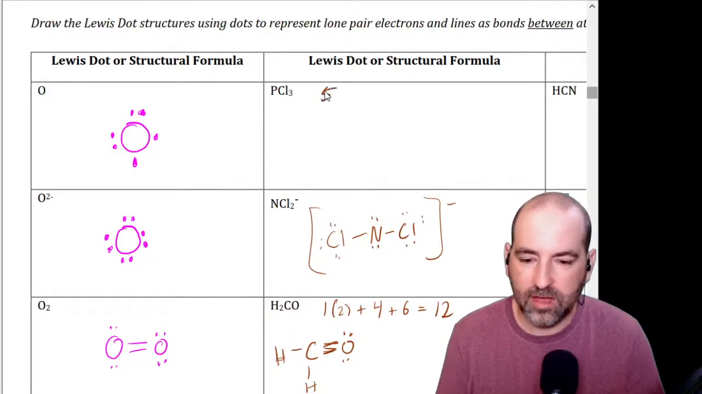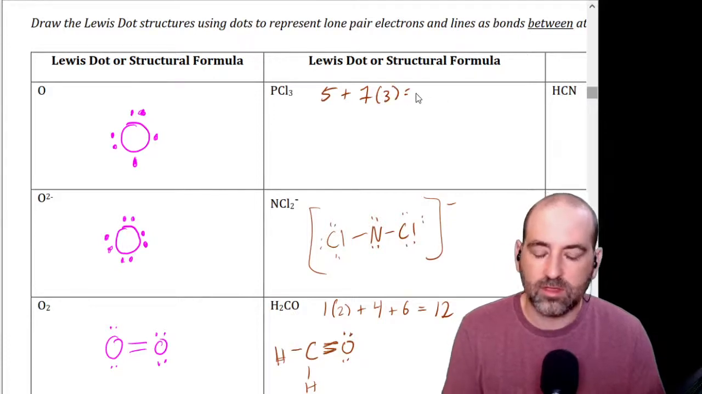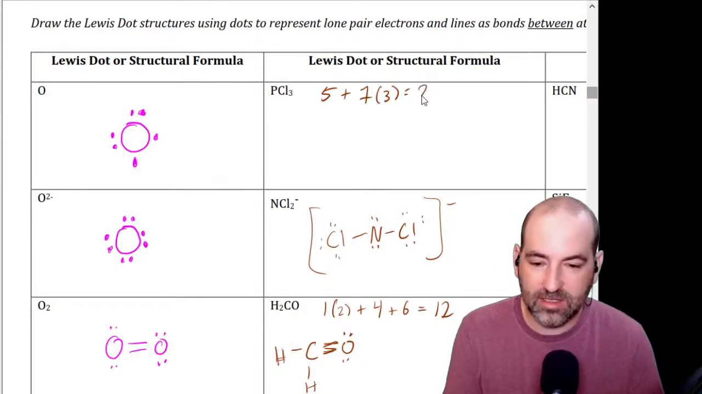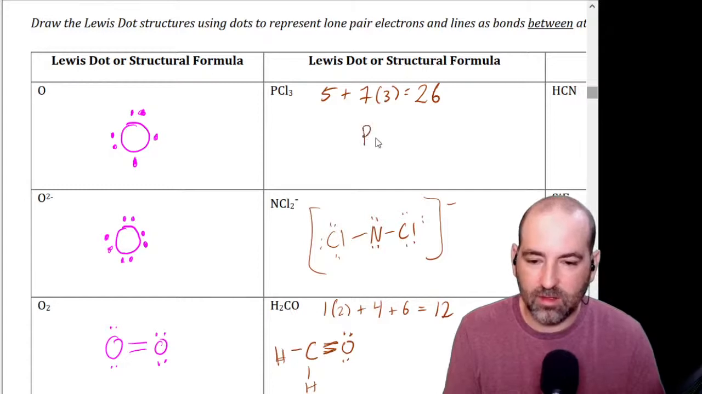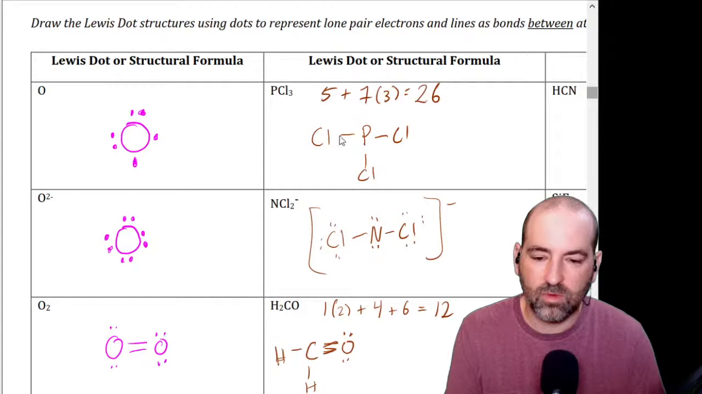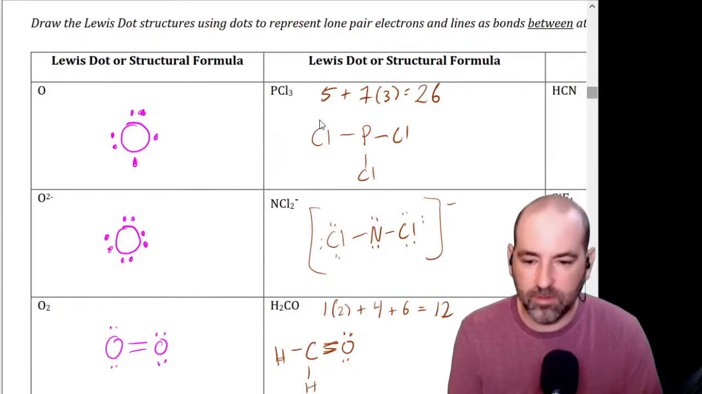PCl3, all right, so we got 5 electrons from the phosphorus, 7 from each chlorine, and there's 3 of them. So that's a lot of electrons, 26 total. Then we set up our structure. We've used 6 electrons, so we've got 20 more.